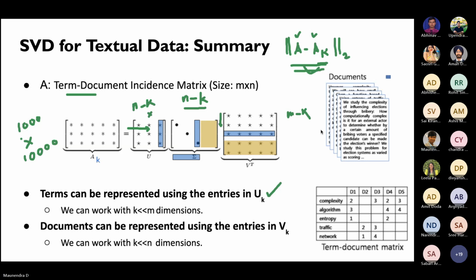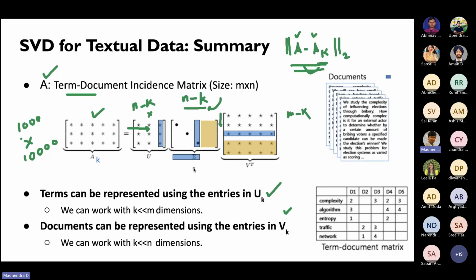So I believe this process is understood. You have a collection. From that, you can have this term document incidence matrix. You take this, you feed it to this SVD, and you decide how many singular values to retain. Based on that, you can get that many dimension representation for the terms and the documents.